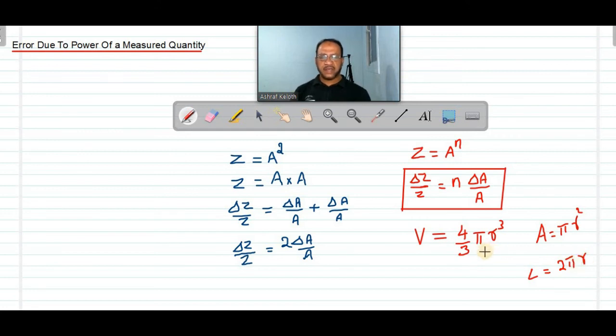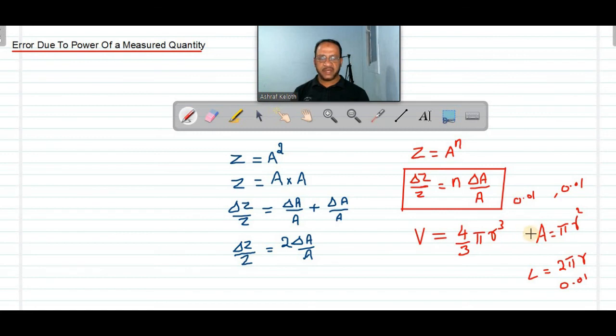In all these cases, suppose the first boy measuring the volume of a sphere is making an error of 0.01 centimeter. The other boy measuring the area of a circle is also making an error in the radius of 0.01 centimeter. And the boy measuring the circumference of the circle is also making an error in the radius of 0.01 centimeter. Error is made in the measurement of radius. Now can you tell me, out of these, in which physical quantity the error will be maximum? Volume of sphere.